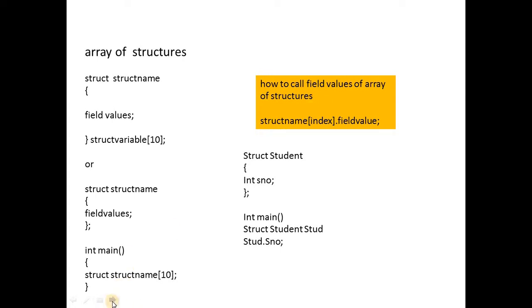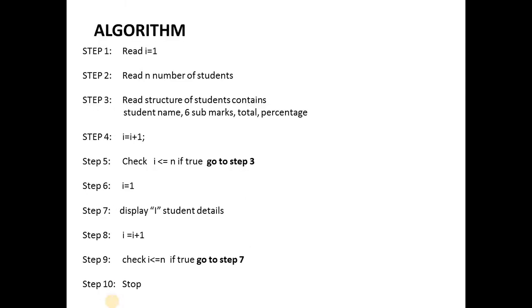We'll have an example for the number of students: how many students you want to take, how many subjects you want to take, and how to calculate the total. So this is the algorithm for it. First you want to read n, the number of students. For example, I say 10 students. Then you will read the first student's name, marks, total and percentage. You will read all the values of the first student as a structure.